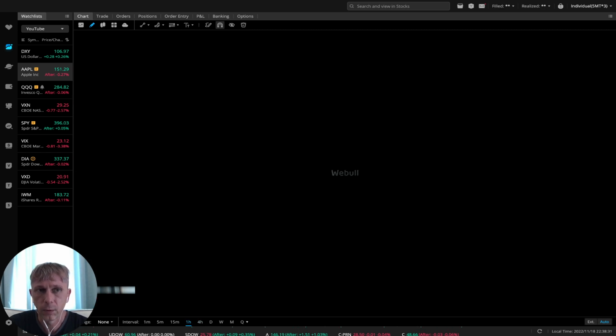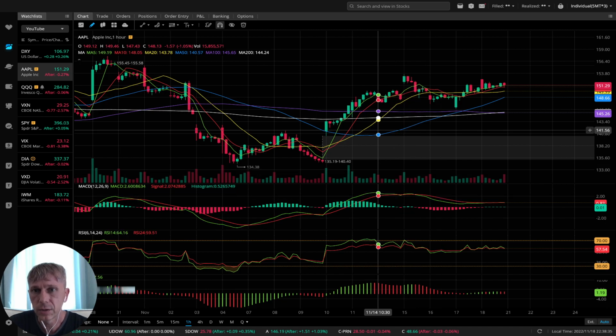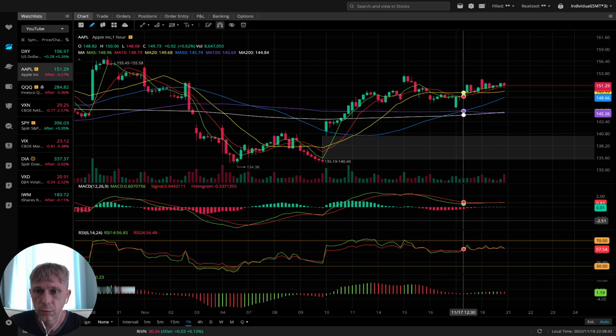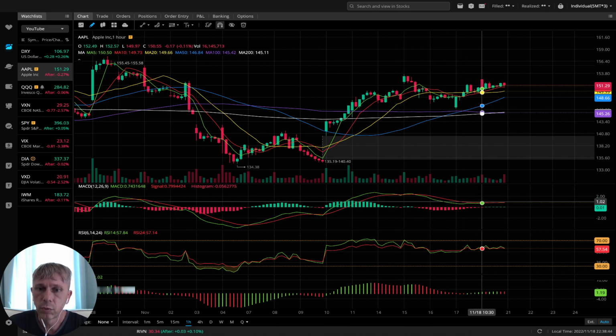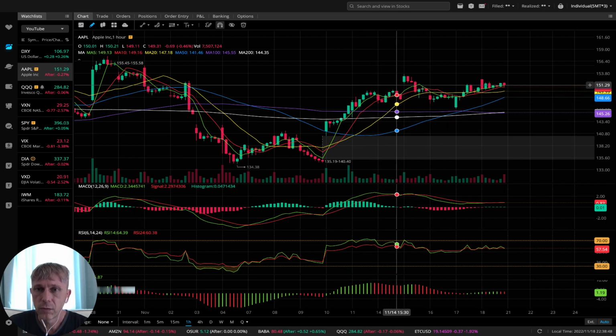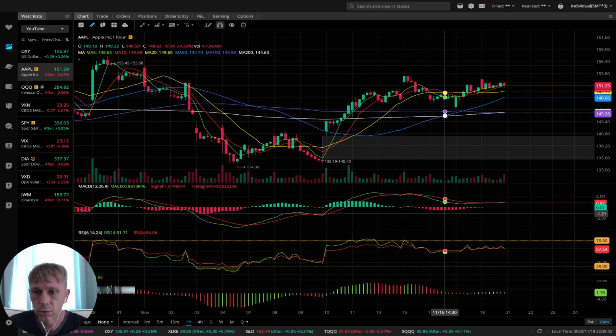On 1 hour for Apple. It was bearish. It has bullish, I'm sorry. It is still kind of flat. It was bullish, but now it's flat and it has bearish divergences. It builds bearish divergences on all indicators.